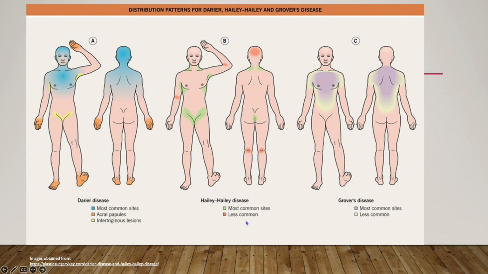And this is a localization predilection for Darier, Hailey-Hailey, and Grover's, which I find helpful to differentiate regardless of histology. Darier's most common sites are around the head and neck. Hailey-Hailey is around the intertriginous areas. And Grover's is the chest and back.